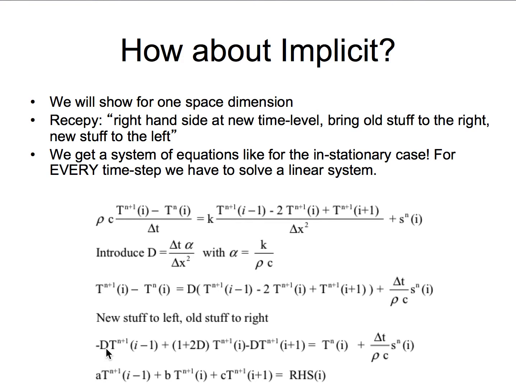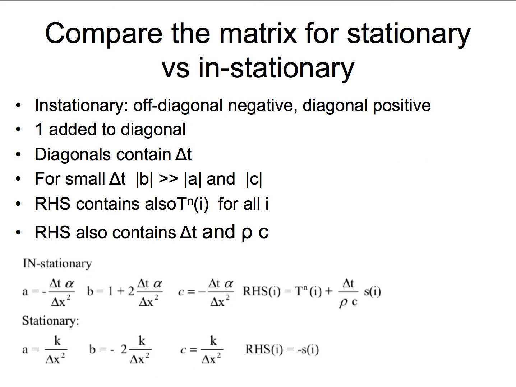A is equal to minus d, b is equal to 1 plus 2d, and c is equal to minus d. And the vector RHS for the right hand side, it's equal to the temperature at the old time level plus a term related to the source term. So we also have a system of linear equations.